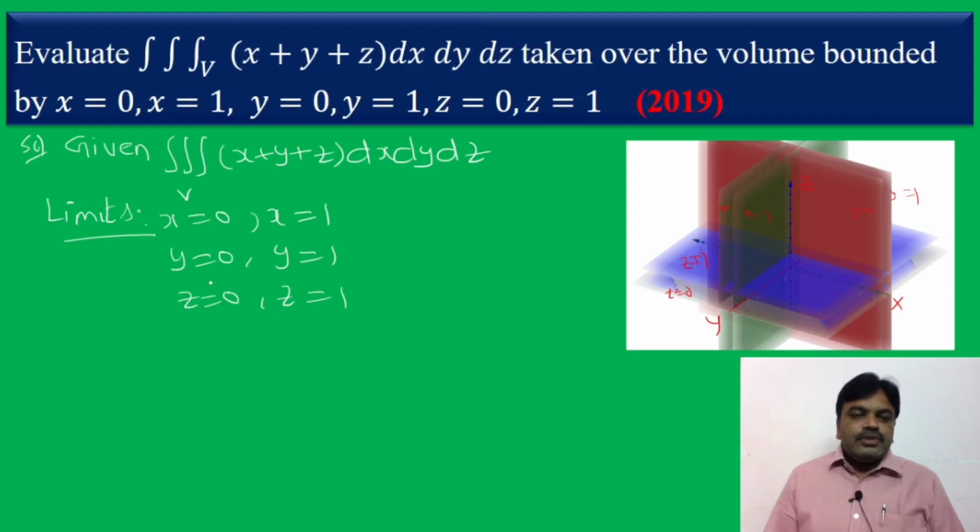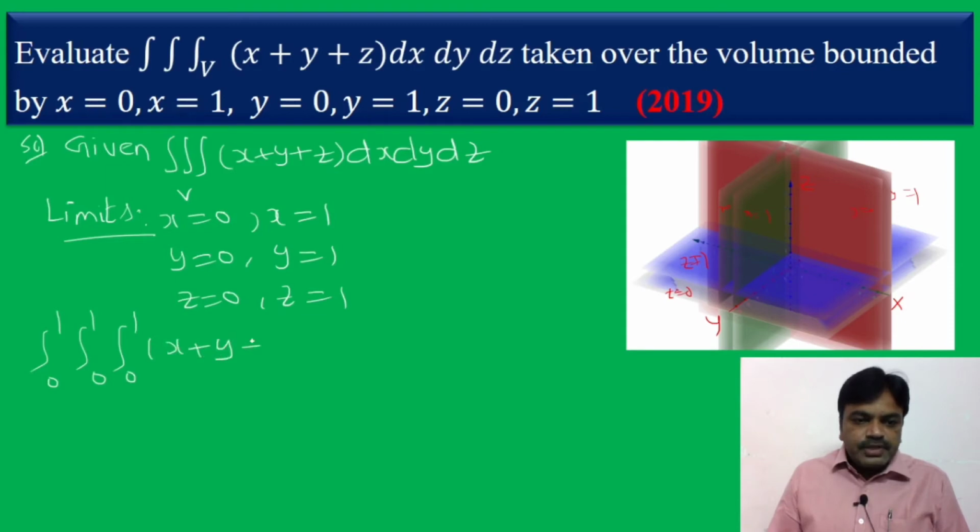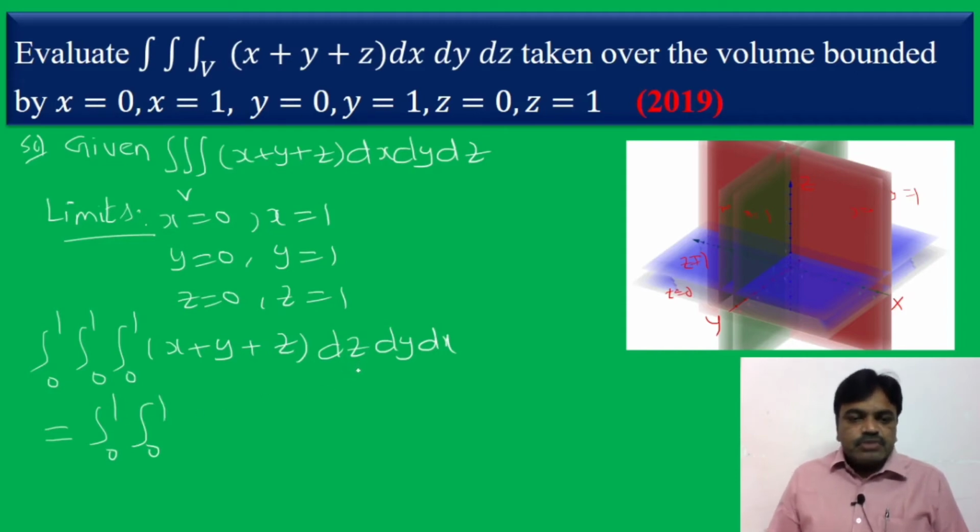Now you substitute the limits here and evaluate this integration, and we get the value. So integral 0 to 1, integral 0 to 1, integral 0 to 1 of (x plus y plus z). I want to write the order as dz, then dy, then dx. That is your choice, friends, you can write any order, but I want to do it like this. First I want to integrate with respect to z.